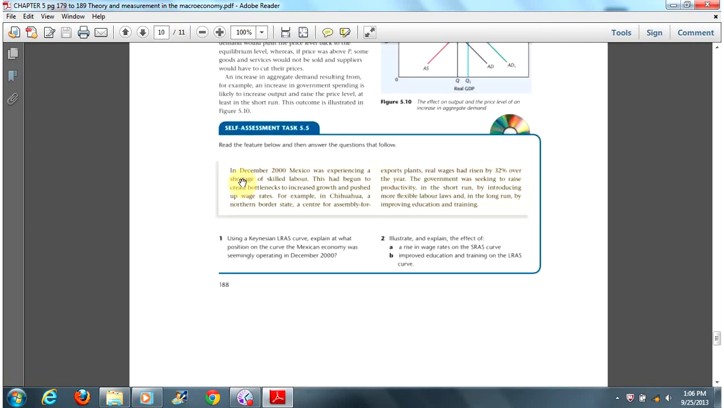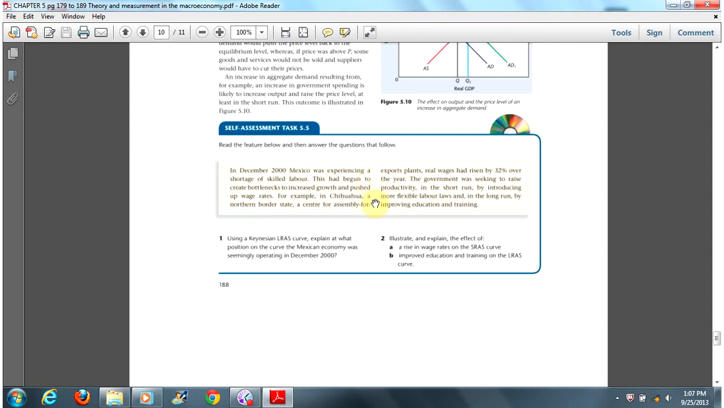Self-assessment task 5.5. Read the feature below and then answer the questions that follow. In December 2000, Mexico was experiencing a shortage of skilled labor. This had begun to create bottlenecks, increase growth and push up wage rates. For example, in Chihuahua, a northern border state and a center for assembly for export plants, real wages had risen by 32% over the year. The government was seeking to raise productivity in the short run by introducing more flexible labor laws, and in the long run by improving education and training.